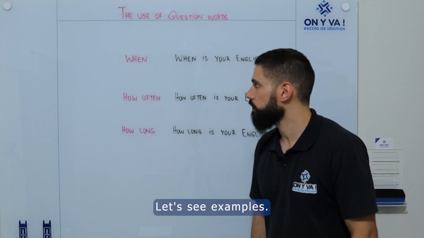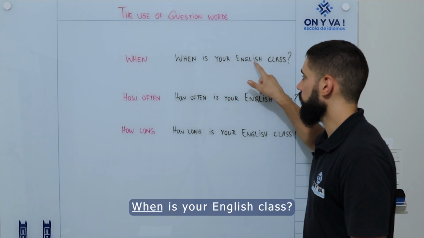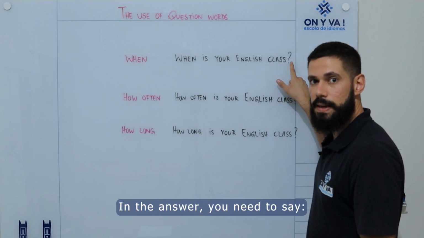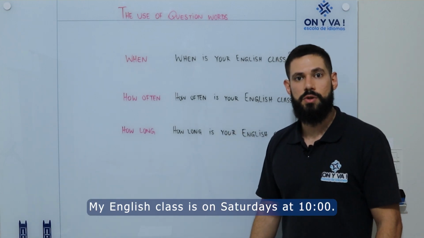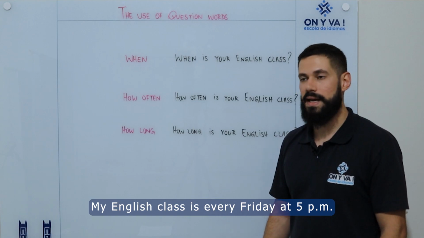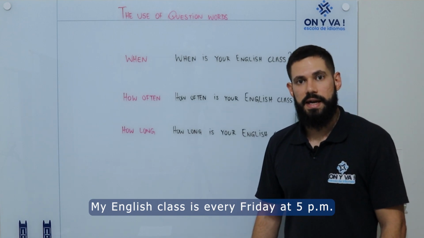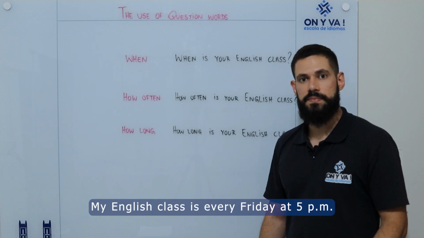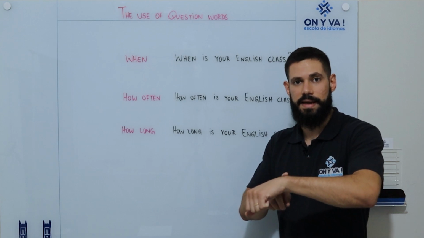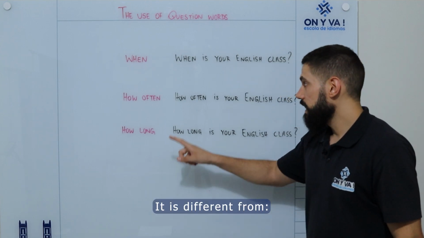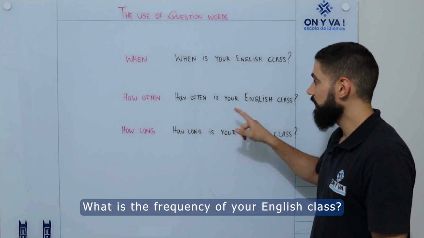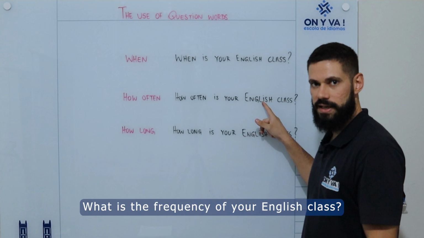Let's see examples. When is your English class? In the answer, you need to say, my English class is on Saturdays at 10 o'clock. Or my English class is every Friday at 5 p.m. So you tell the day and the time, when. It is different from how often is your English class? What's the frequency of your English class?